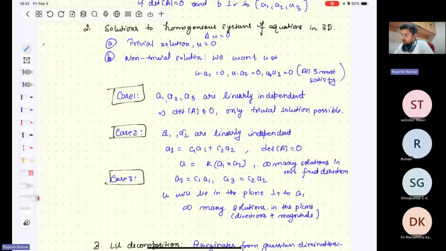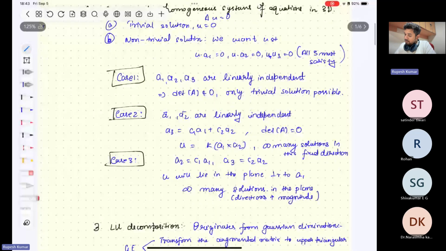So in that case, only the trivial solution is possible, because in 3D space you are actually spanning all the possible vectors using these three linearly independent vectors. There is no vector that you cannot model using a linear combination of these three vectors. All the vectors present in a 3D space can be found from three linearly independent three-dimensional vectors. That's it, right? So this is case one. The only solution for u is u equals 0.